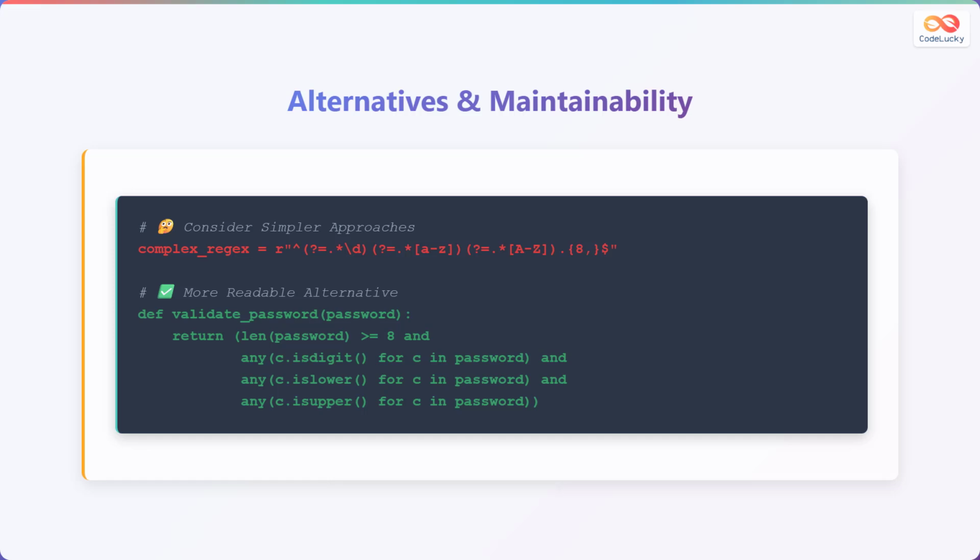A more readable alternative is to use a validate password function. This function checks the password's length and verifies that it contains at least one digit, one lowercase letter, and one uppercase letter. This approach is easier to understand and maintain.